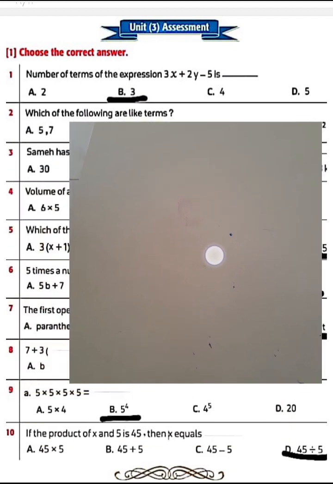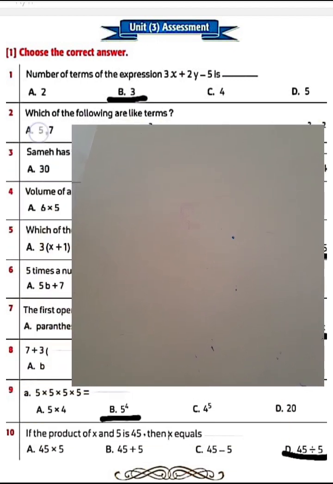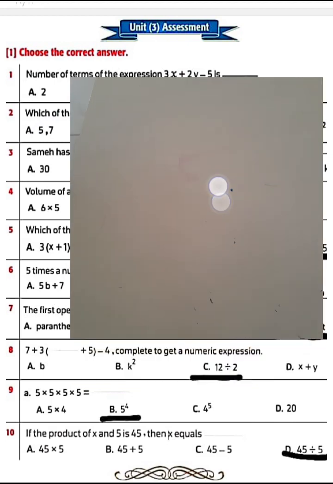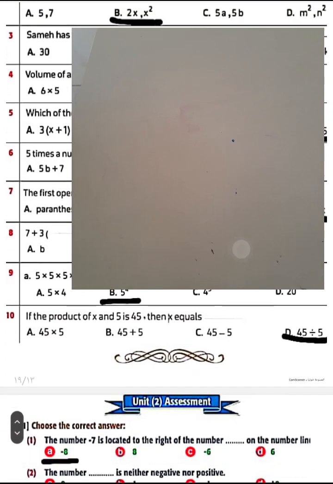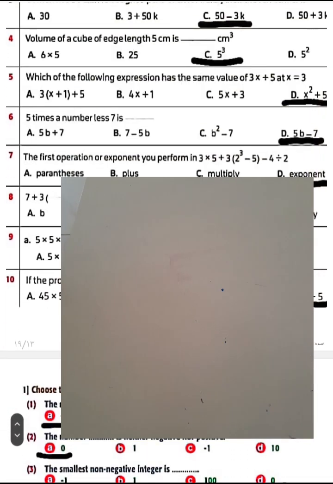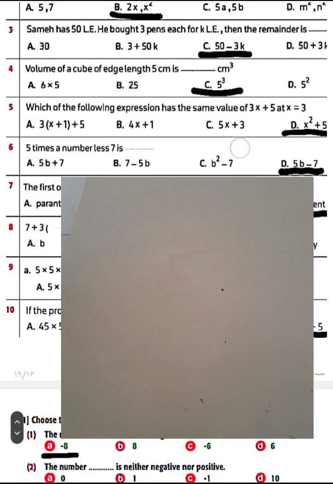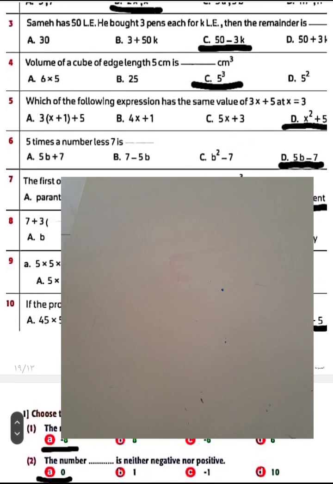Which of the following are like terms? We have 5 and 7 here. Choose letter A. Okay, they are like terms here. Okay, next question. Question number 3.